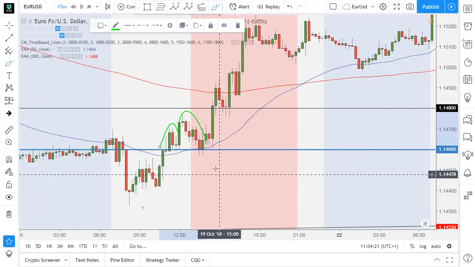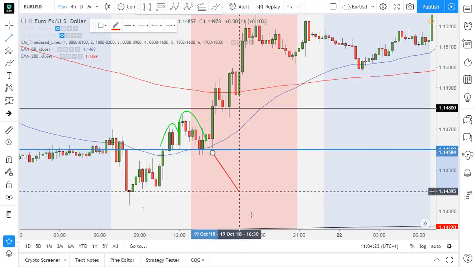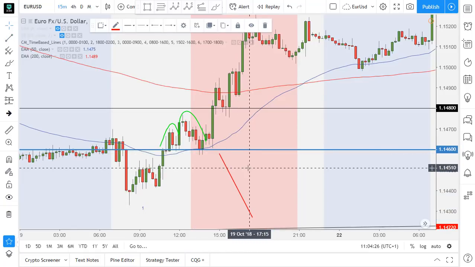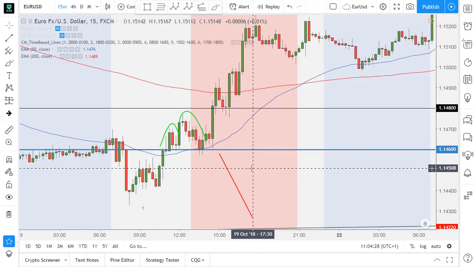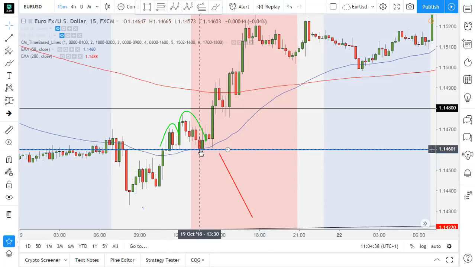Why did it not succeed and fell down? Why? Because it doesn't have to. Not every M formation is going to be a valid pattern for you. It doesn't mean that the market formed an M so it has to be trending. We do not control the markets. This one, why did it fail?